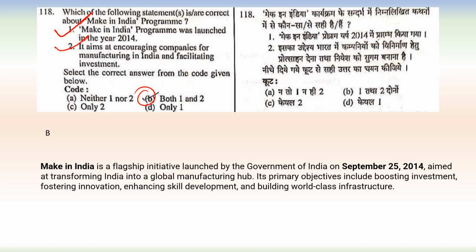Make in India, a flagship initiative launched by Government of India on September 25th, 2014, aimed at transforming India into a global manufacturing hub. Its primary objectives include boosting investments, fostering innovation, enhancing skill development, and building world-class infrastructure. So option B is correct here, statements 1 and 2, both statements are correct.